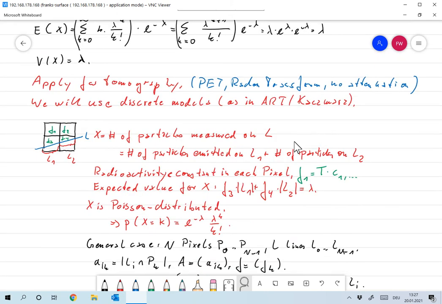So let me just very quickly motivate what that means for the statistical problem. As before, let me look at a pixel model like this one over here. The reconstruction area is then partitioned into four pixels: P1, P2, P3, and P4. And as usual, we assume that the radioactivity is constant in each pixel. Now let's consider a concrete line L. And now we view the random variable x, which should designate the number of particles measured on L for a given distribution of the radioactivity, and I'll define that later.